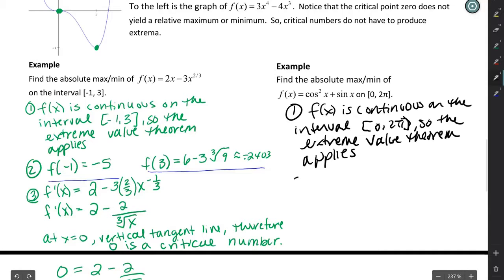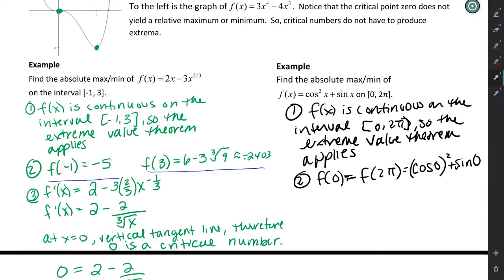Okay. So the next thing we have to do is find f of 0 and f of 2 pi. Now, f of 0 and f of 2 pi are actually going to equal each other because on the unit circle, they're located in the same place. So I can say cosine of 0 squared plus sine of 0. Cosine of 0 is 1, 1 squared is 1, sine of 0 is 0, so therefore f of 0 equals f of 2 pi, which would equal 1.